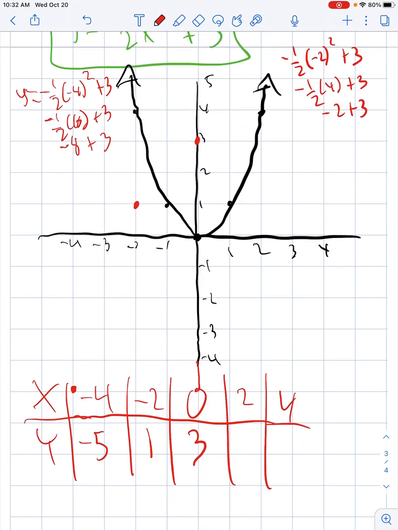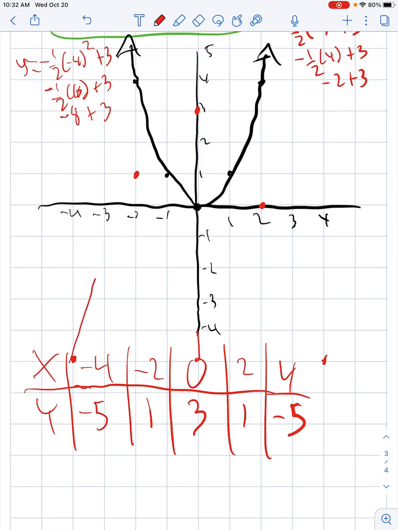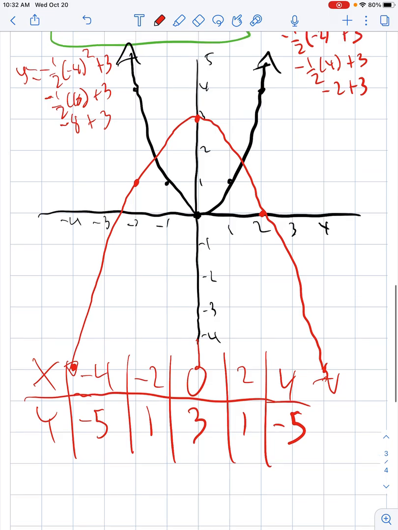And then it is going to be mirrored on my other side. So again, I know that this is going to be 1 and negative 5. So when x is 2, y is 1. And when x is 4, y is negative 5. So if I connect my dots, I get a parabola that looks like this.